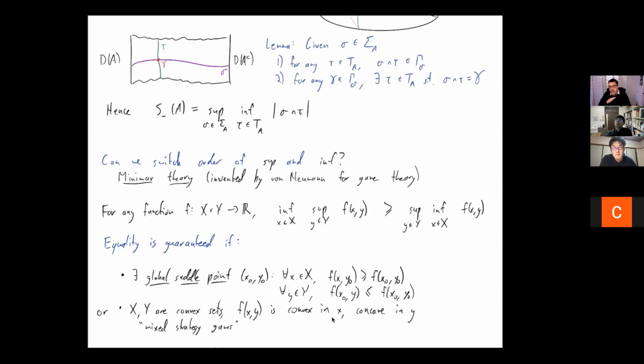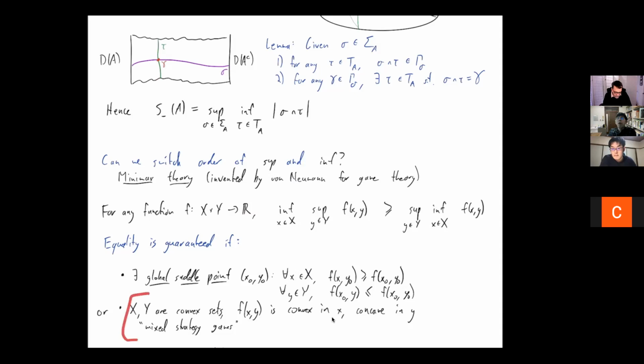Okay, and more generally, if the space X is a convex set and the function is convex in the variable that you're minimizing on and concave in the variable you're maximizing on, then the minimax equals the maximin. So this was von Neumann's original theorem, actually his original theorem was a little more limited than this, but it was soon generalized. And actually, I have not written out the full theorem. There are other conditions.